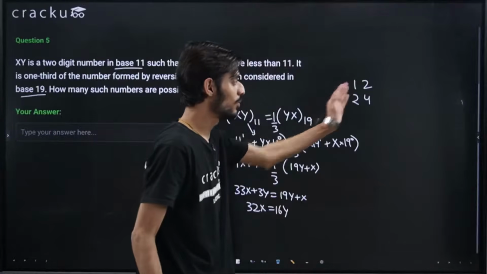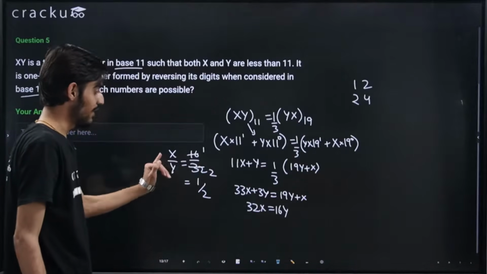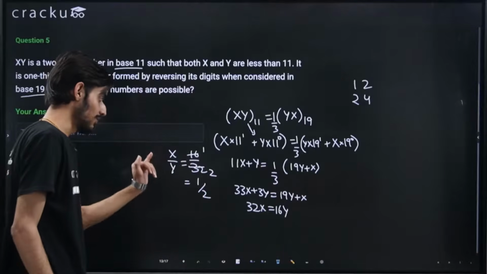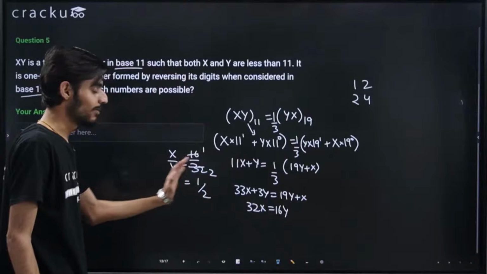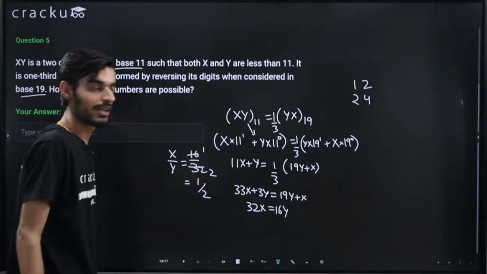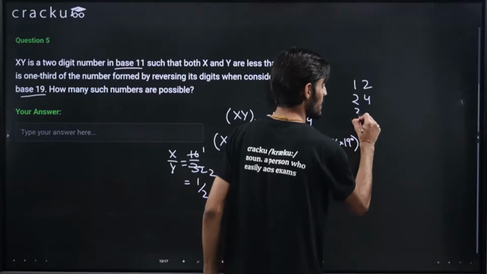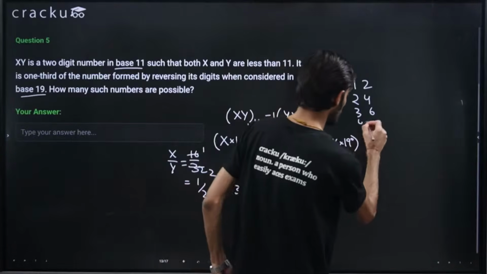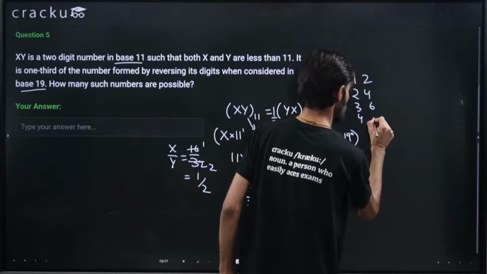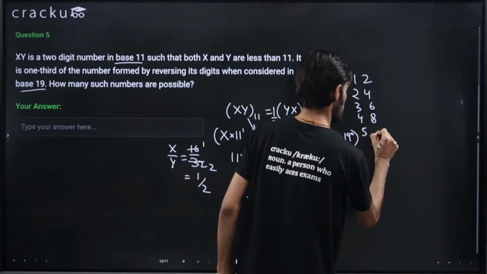So it can be 1 and 2 because we have found the ratio. If x is 1, y is 2. If we multiply 2 in the numerator as well as denominator, x will be 2, y will be 4, and so on we can multiply. So this will be 3 and 6, 4 and 8, and 5 and 10 also.